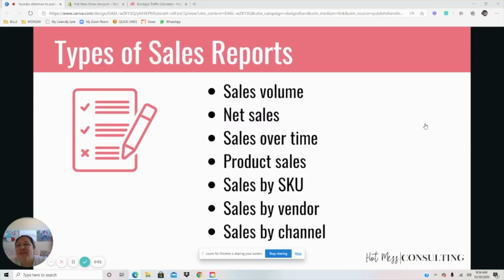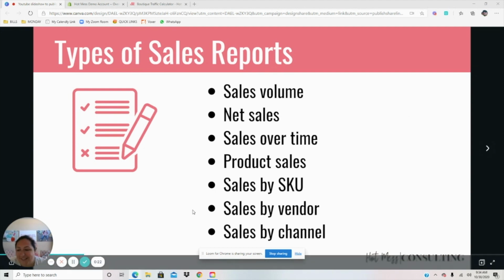Okay, so the reason why it's so easy to get overwhelmed with even thinking about your data and analytics is that there's just a million different things you could be tracking. Sales volume, net sales, profit margin, sales over time, product sales, sales by SKU, sales by vendor, sales by channel. And this is just the start. We could literally go on for hours, but let's not.